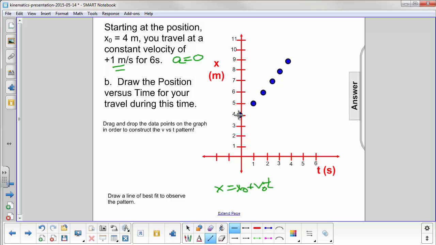Let's see if we can draw an arrow here and show that. That's pretty good. Oh, can move the line down a bit, but you get the idea there. We have a straight line graph for the position versus time.